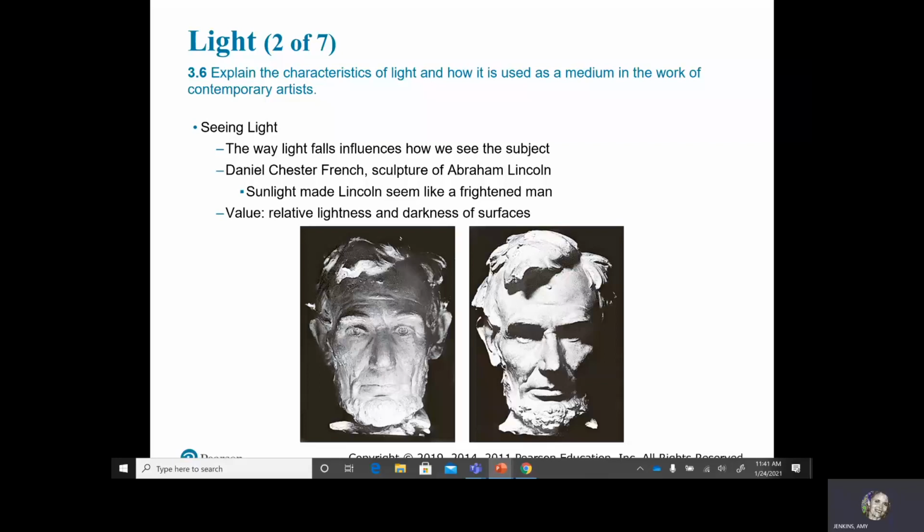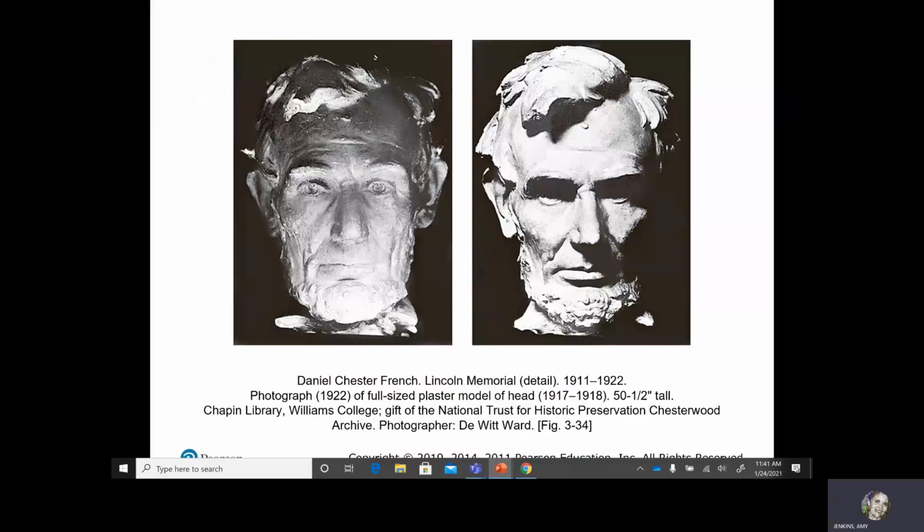Seeing light. The way light falls influences how we see the subject. Daniel Chester French, the sculpture of Abraham Lincoln. The sunlight made Lincoln seem like a frightened man. And then the shadows make him look a lot more serious and stoic. Value, the relative lightness and darkness of surfaces, is value. He looks scared on the left because of the sunlight and more ominous on the right with the shadows.